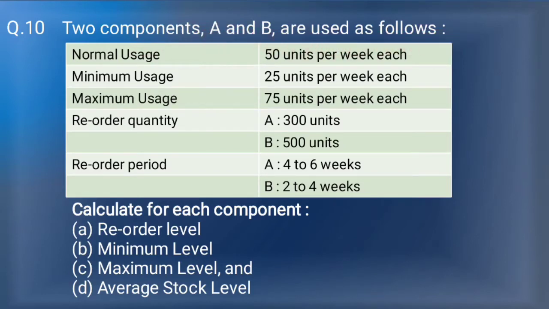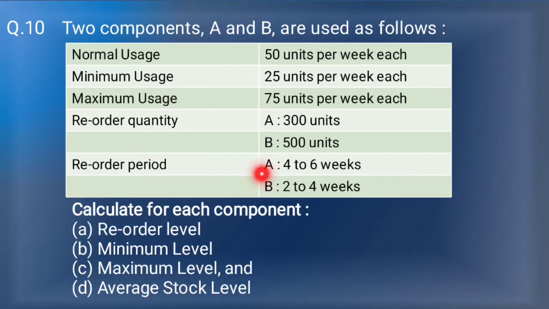So in the given table, the cost elements are given for A and B. Normal usage is given as 50 units per week each. Minimum usage is given as 25 units per week each. Maximum usage is given as 75 units per week each. Reorder quantity is given as for A 300 units, for B 500 units.